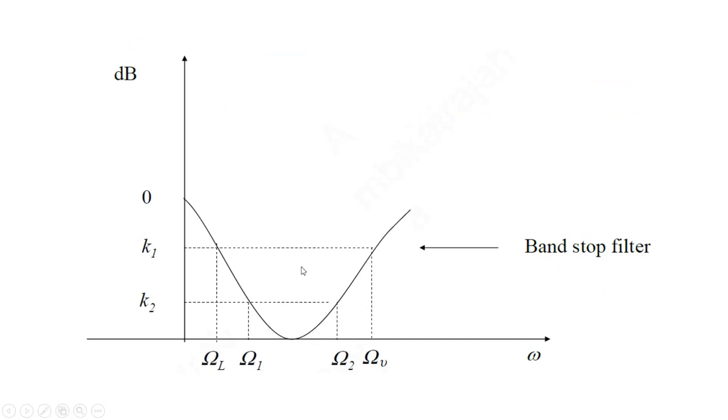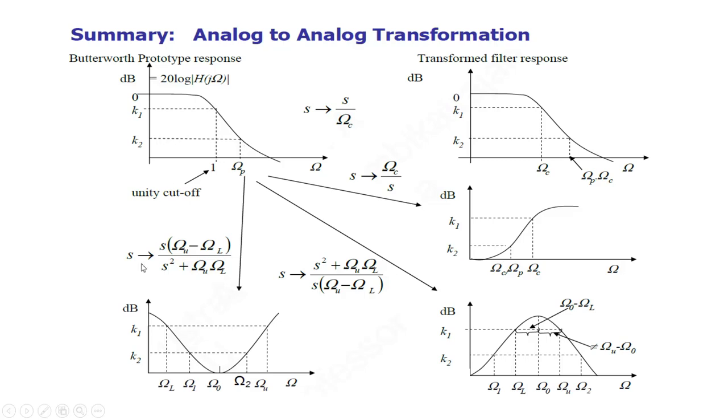This is the frequency response drawn of a band stop filter. You will see that omega L and omega U are the minus 3 dB frequencies, whereas K2 is the stop band attenuation. Corresponding to K2 are two frequencies, omega 1 and omega 2. These are the stop band frequencies of a band stop filter. Clear? Now, this slide is actually the summary of the analog to analog transformations we have covered in the previous slides. It says that the first figure is the Butterworth prototype response, the normalized low pass filter prototype.